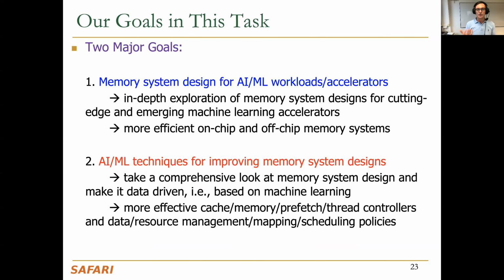These are the two major goals from our task description. We want to have an in-depth exploration of the memory system design for emerging machine learning accelerators, both for cloud and edge systems. We're looking at both the on-chip and off-chip memory systems. And we also want to design practical machine learning techniques to improve memory system designs, and we're comprehensively looking across the memory system for this purpose.